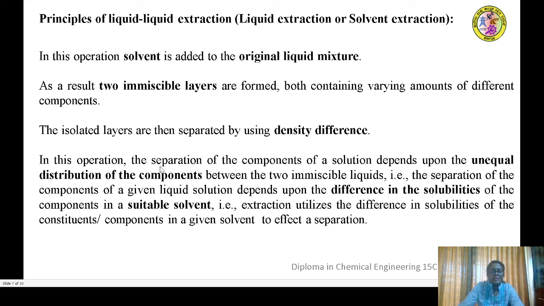Okay. So in this operation, the separation of the components of the solution depends upon the unequal distribution of the components between the two immiscible liquid phases.